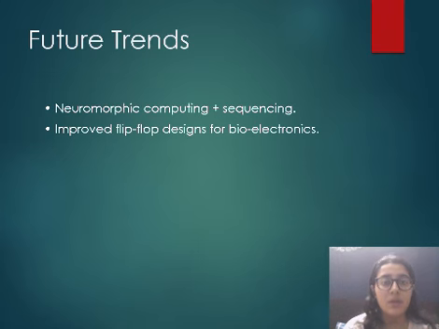The future holds even more promise. With advances like neuromorphic computing and new flip-flop architectures, sequencing could get faster, smaller, and more integrated. Imagine wearable sequencers or real-time genome monitoring during surgeries. Flip-flops will still be at the core, quietly doing their job.